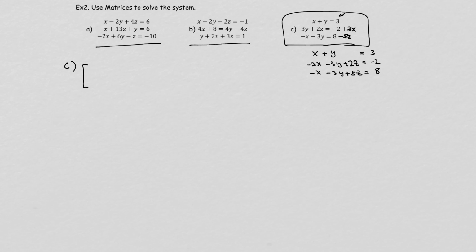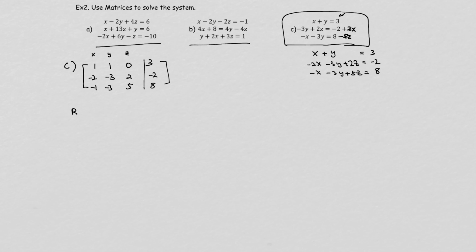So it will be first equation, x is 1, y is 1, z is 0, and solution is 3. X is -2, -3, 2, and -2. Third equation, I have x is -1, y -3, z 5, and solution is 8. So this is what I'm starting with. So all the first column x, second column y, third column z. Let's see, I wanted to create 2 new rows with first column 0.